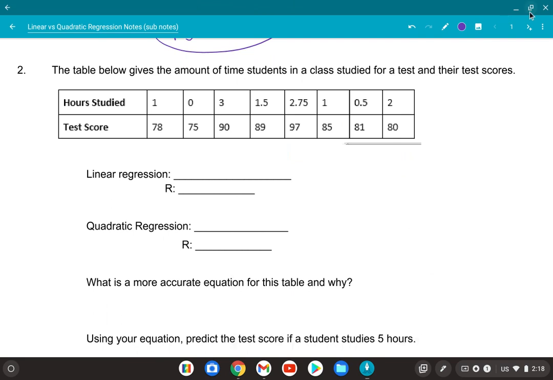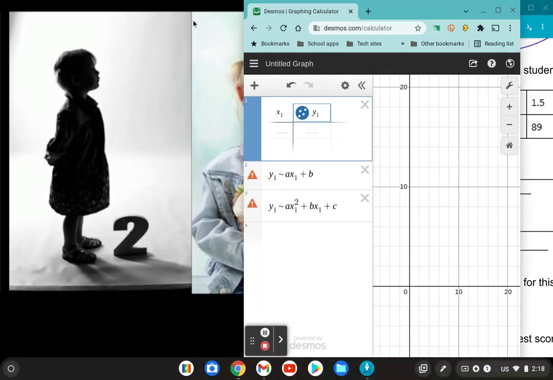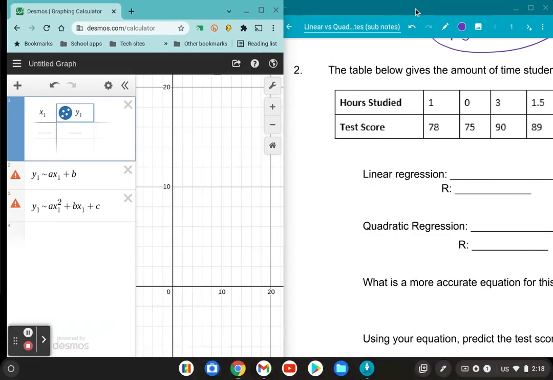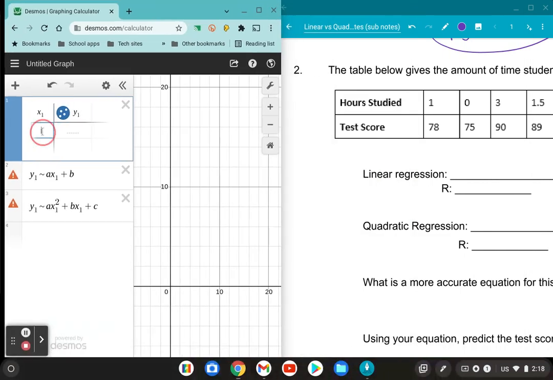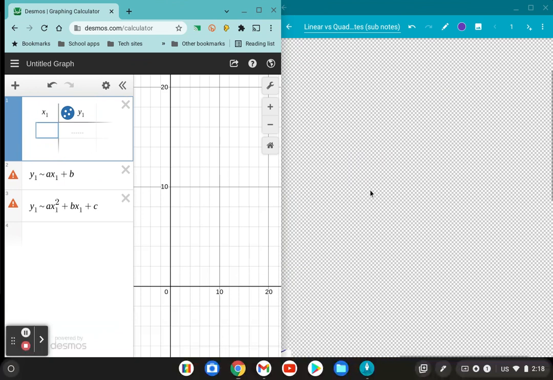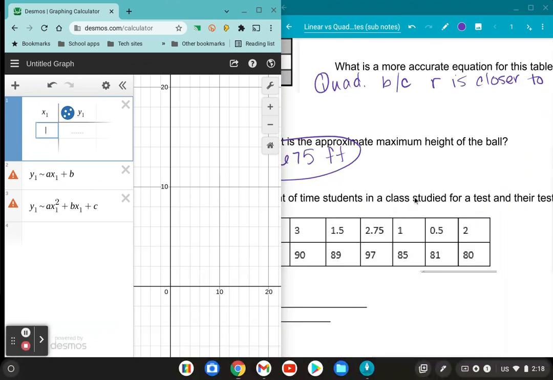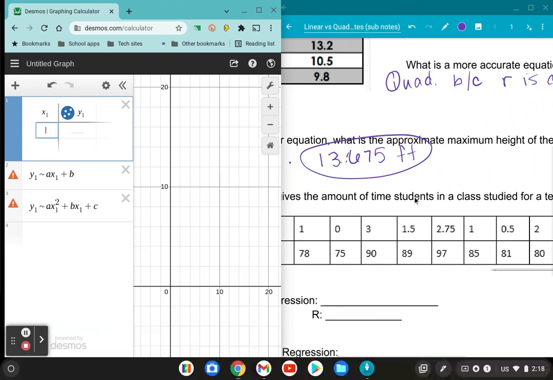Let me see if I can make this one a little bit smaller. There we go. Doesn't always like to work, but it does. When it does, it's great. Oops. It likes to move around on me. Okay.